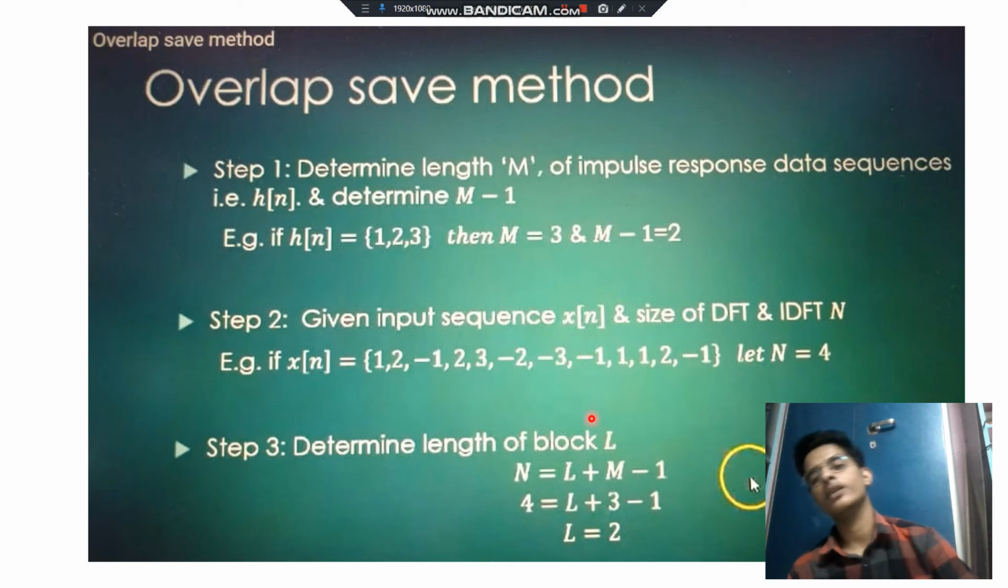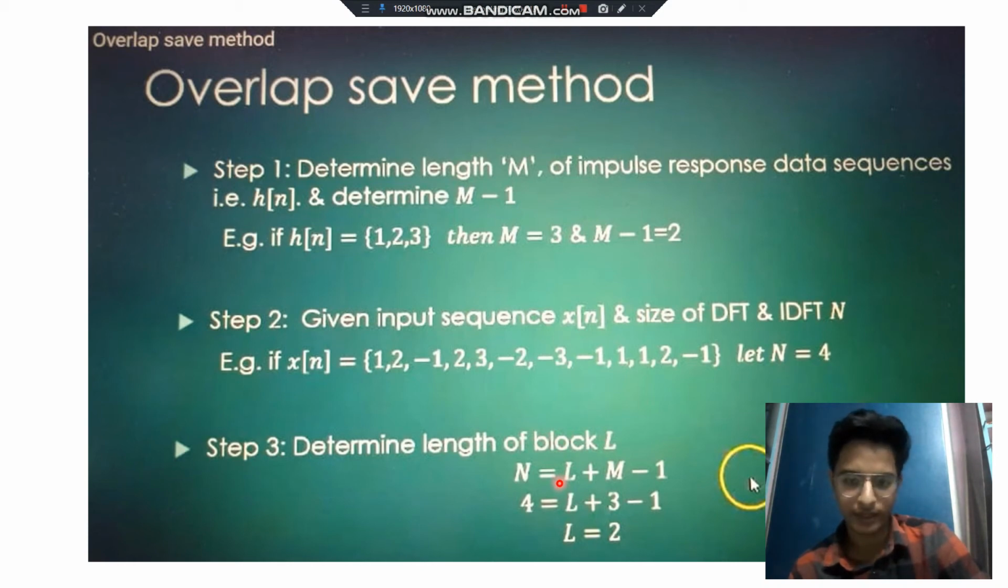So as I have said previously, we have to segregate, or section, the input sequence into individual blocks of length L. To get the L value, L is equal to n minus m plus 1. So L is equal to 4 minus 3 plus 1, we get L is equal to 2. So we have to divide the input sequence into blocks of size L.